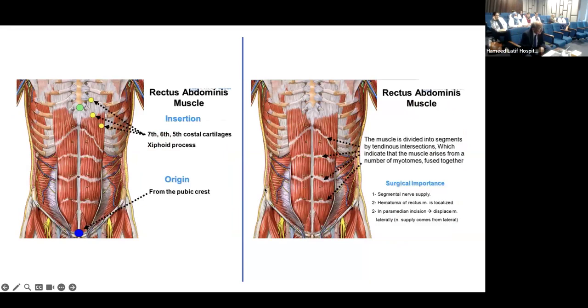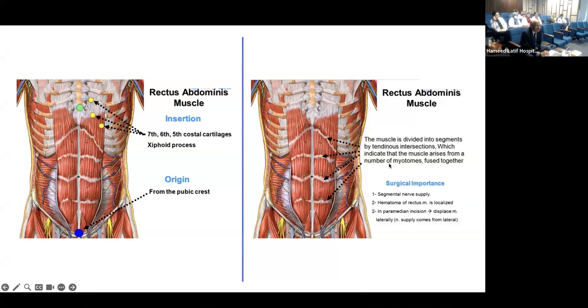And then the rectus abdominis originates from the pubic crest here, along with the pyramidalis, which is superficial to rectus. Then it runs upwards, and it is inserted into the 5th, 6th, and 7th costal cartilages and the xiphoid process. So this is where it is inserted. And you see these intersections, which are about 3 to 4. These are tendinous intersections, which indicate that the muscle arises from a number of myotomes fused together.